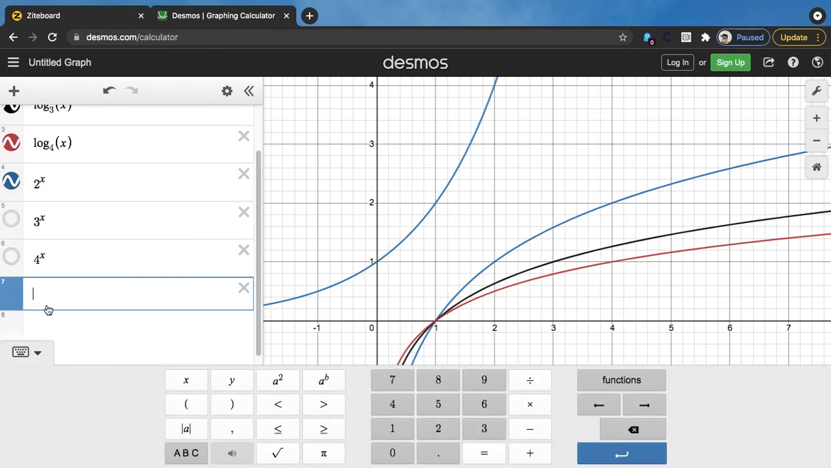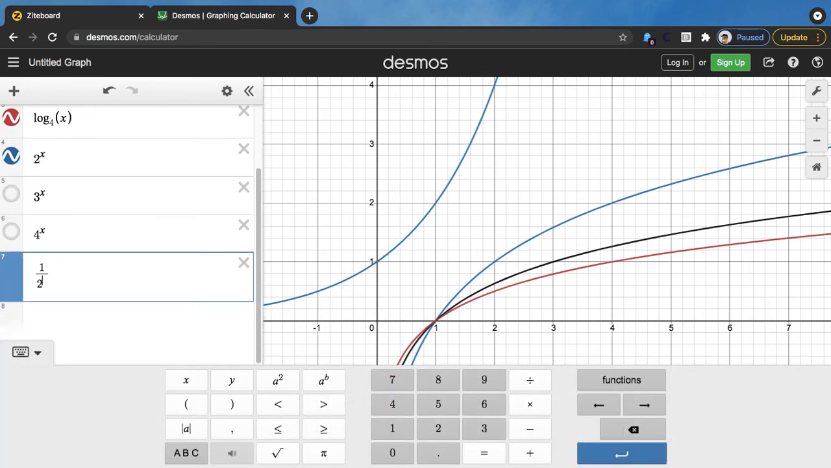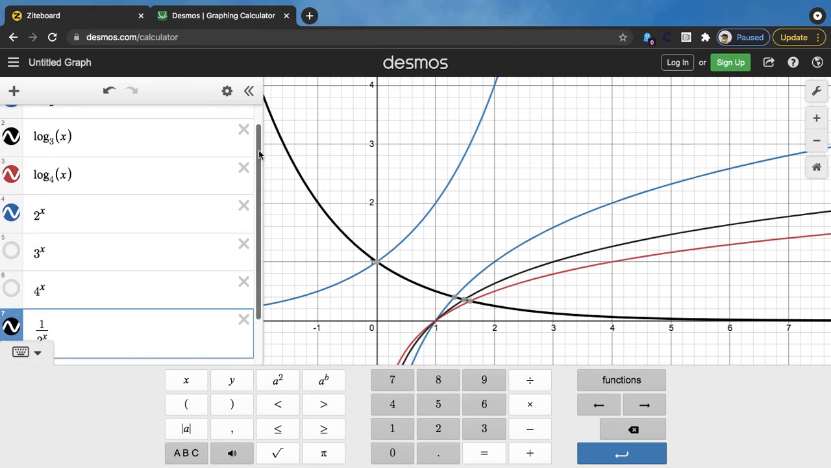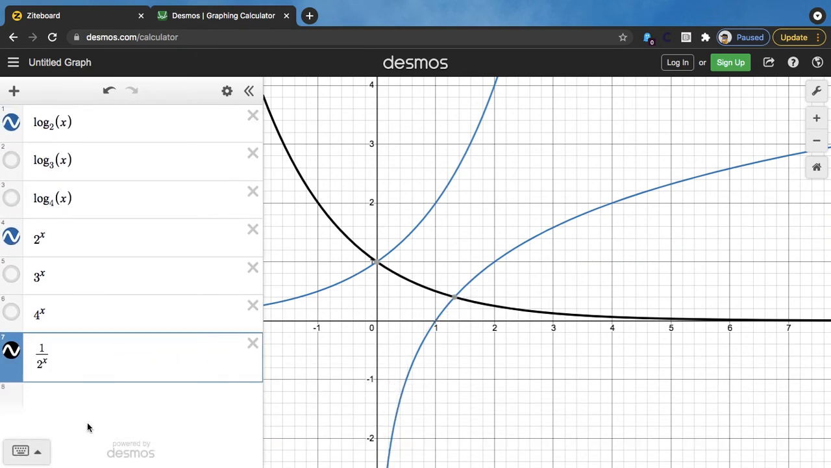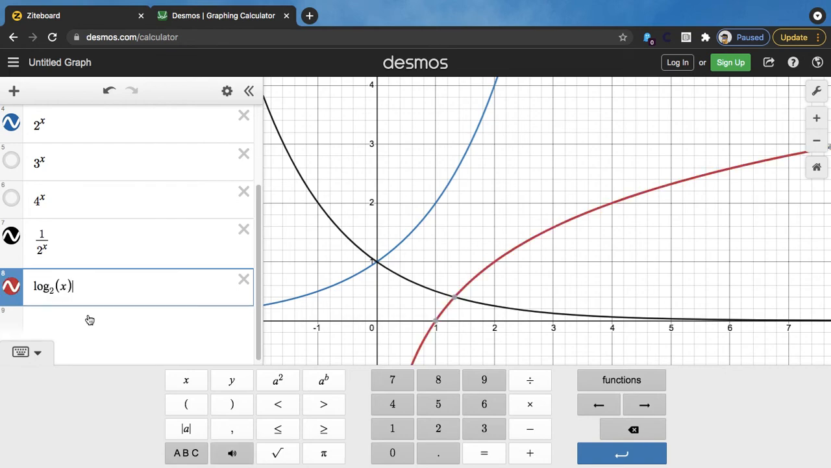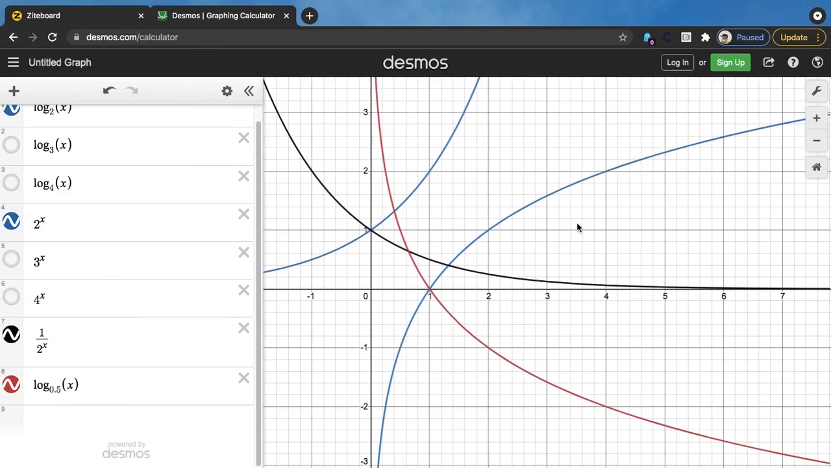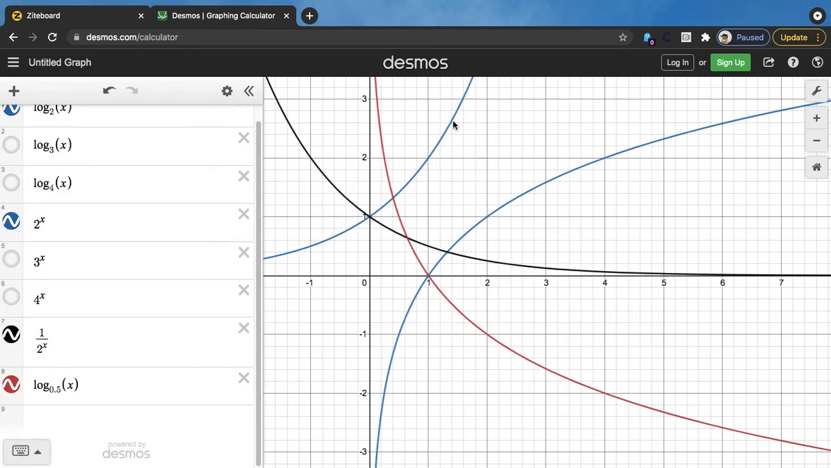happened. If instead of 2 raised to x, I had half raised to x, it would reflect on the x-axis. What happens if the same thing happens in the case of a logarithm? So instead of log of x, if I have log of x to the base 0.5. The reflection was happening along the y-axis for the exponent. The reflection happens along the x-axis for the logarithm.